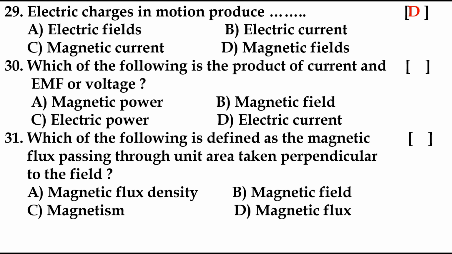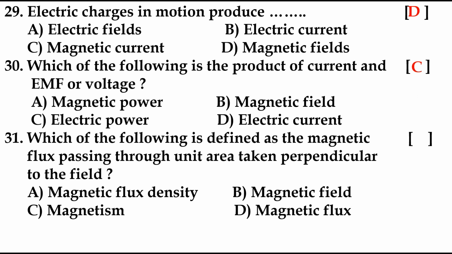30. Which of the following is the product of current and EMF or voltage? A. Magnetic power. B. Magnetic field. C. Electric power. D. Electric current. Answer is option C. Electric power.